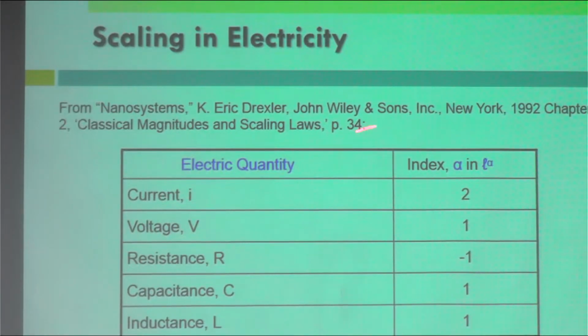So this is just to provide you a table for a quick calculation. So if you reduce the size by 10 times, you increase the current by basically 100 times, because of the power of 2 here. So the voltage stays the same. Okay.